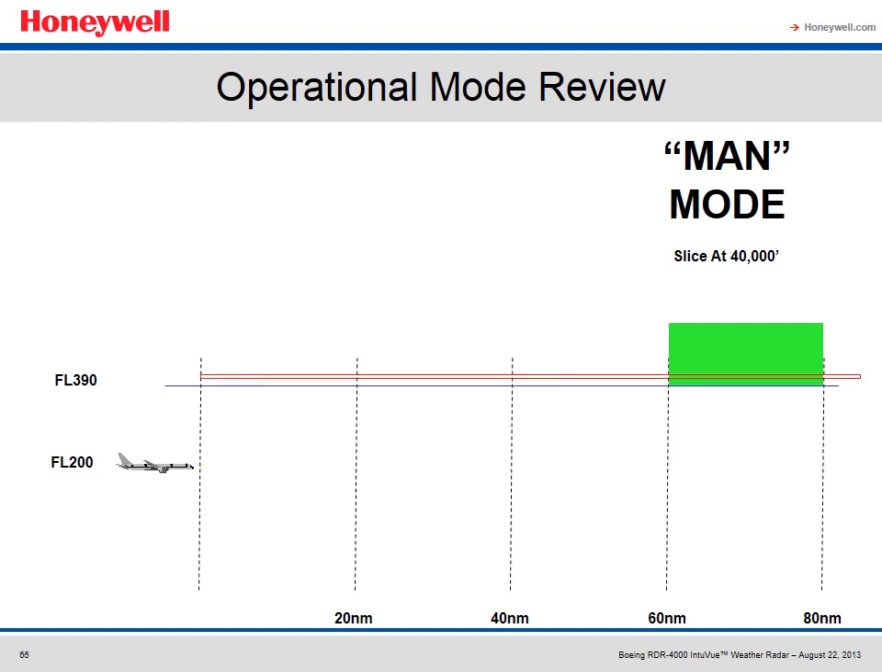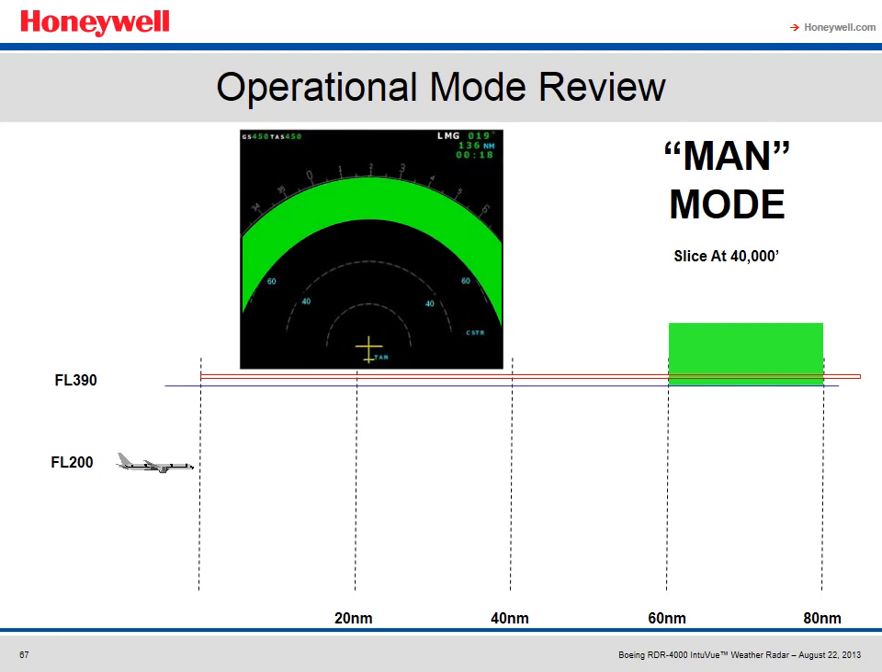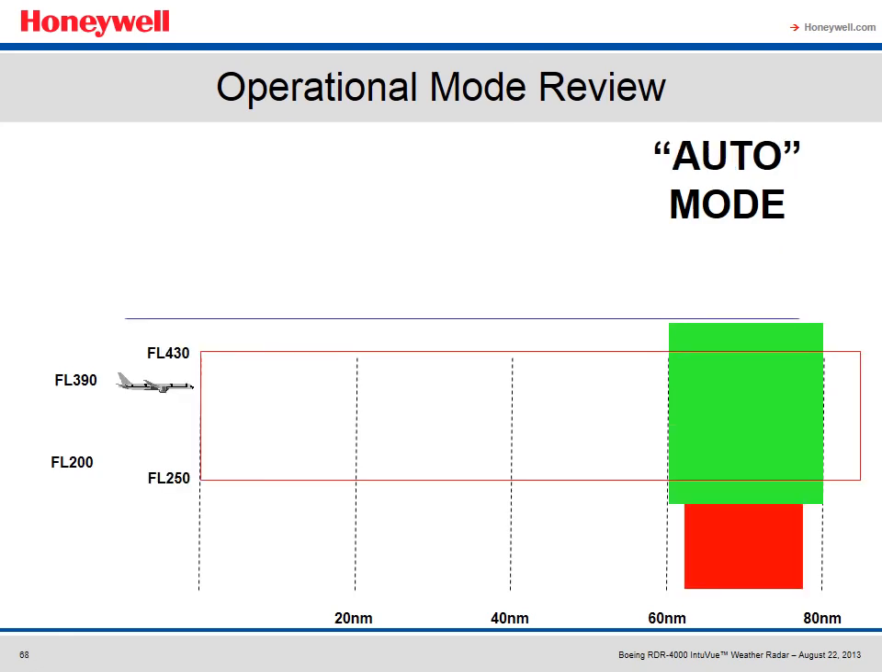Now select an altitude slice at 39,000 feet. What would the pilot see? He would see the weather above the aircraft altitude. Here's another look at auto mode, but this time the aircraft is at flight level 390. Remember that the bottom of the envelope never goes above 25,000 feet and goes to 4,000 feet above the aircraft altitude, so it extends from 25,000 feet to 43,000 feet in this case. So what would the pilot see?